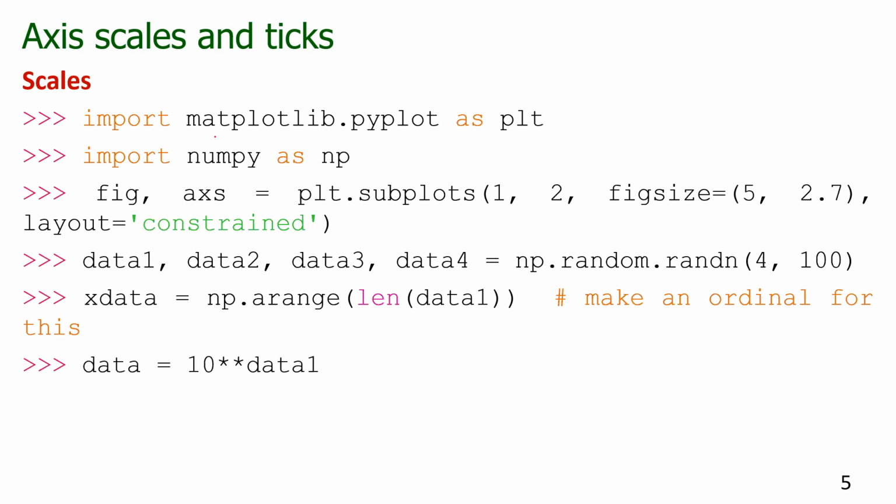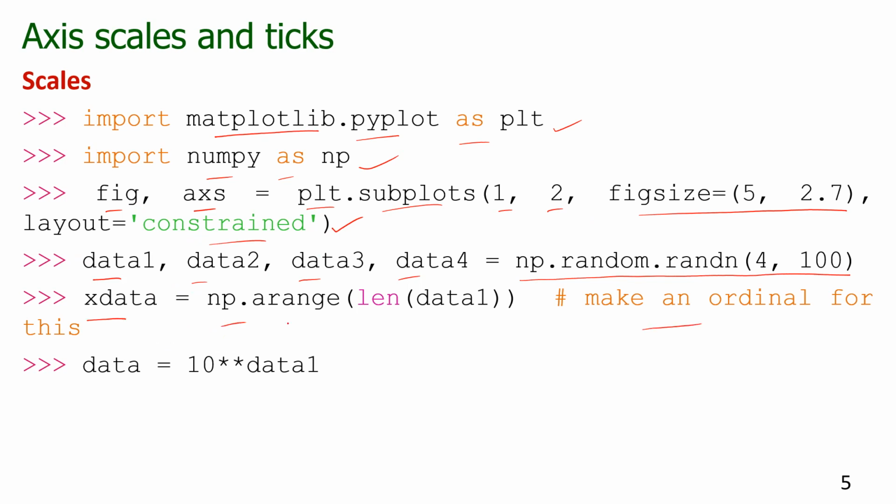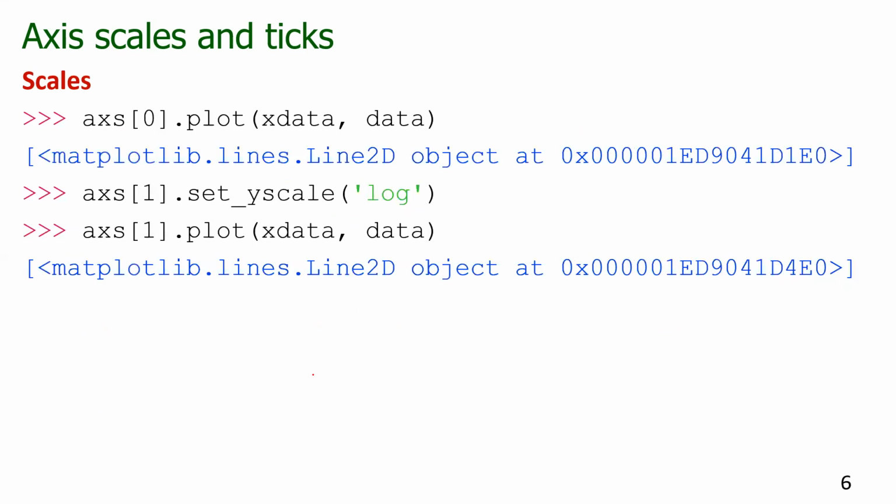Let us see. First we have to import matplotlib.pyplot as plt, then import numpy as np, define fig, axs equal to plt.subplots with 1, 2, figsize 5, 2.7 with layout as constrained. Define the sample data sets, data1, 2, 3, 4 with a random number generator with 4, 100. Then define x data. This makes an ordinal for this: np.arange of length of data1. Then you are defining data 10 power data1.